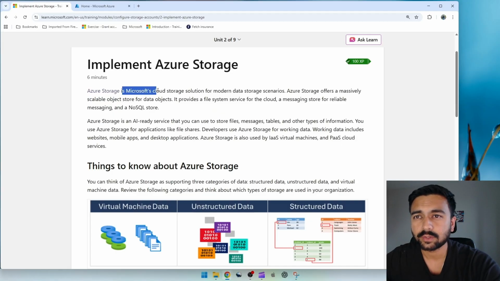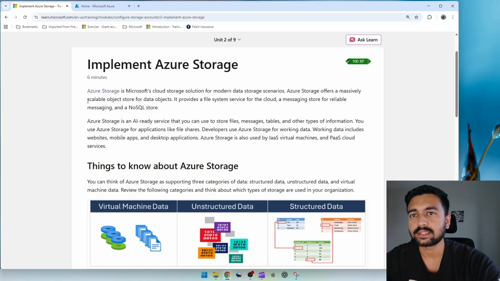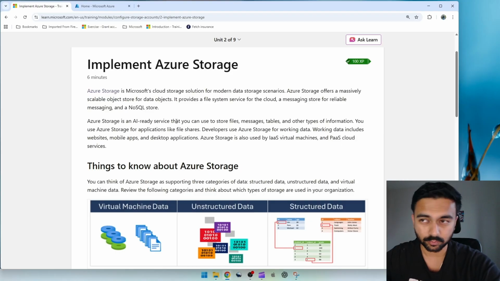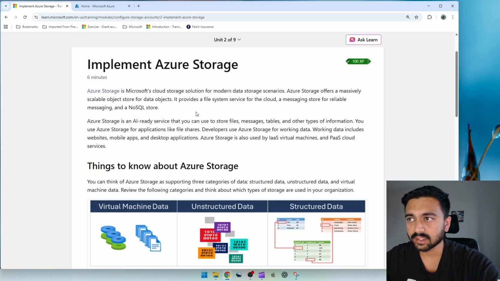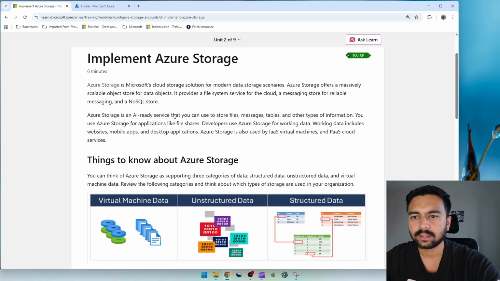Azure Storage is Microsoft's cloud storage solution for modern data storage scenarios. Azure Storage offers a massively scalable object store for data objects. It provides a file system for the cloud, a messaging store for reliable messaging, and a NoSQL store. We're going to be learning all these in detail. This is just an overview of what Azure Storage basically is.